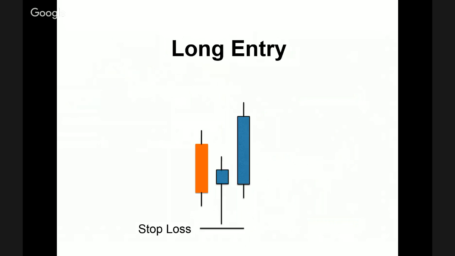All right, so for long entries, it's the inverse. We are looking for a high to be taken out by the price action. So the high of the setup bar needs to be taken out by this bar here. And then once the signal is triggered, the stop loss is set below the low of the setup bar. And you might also want to align this with significant support from pivot and VWAP.